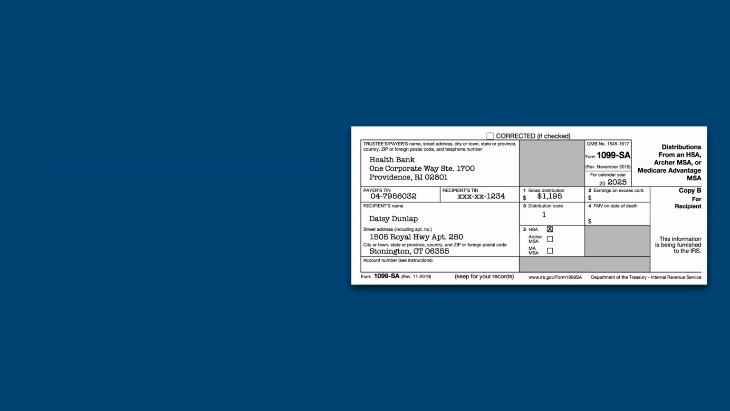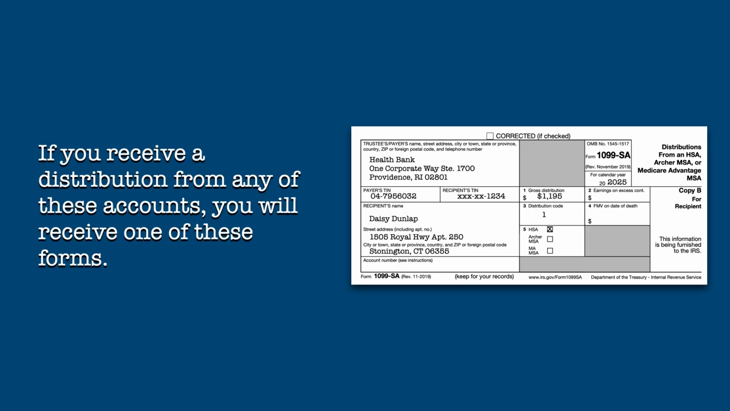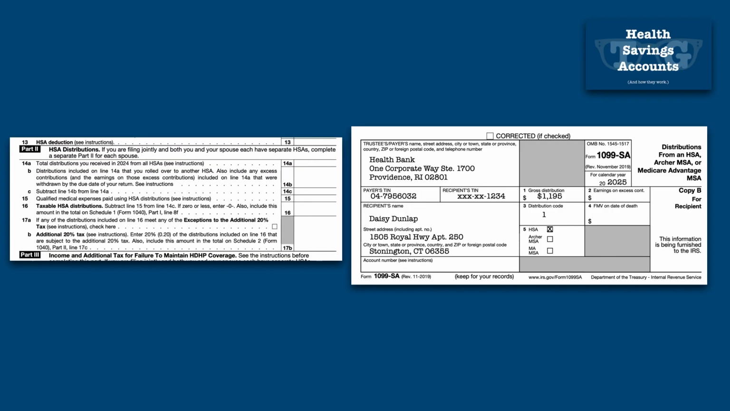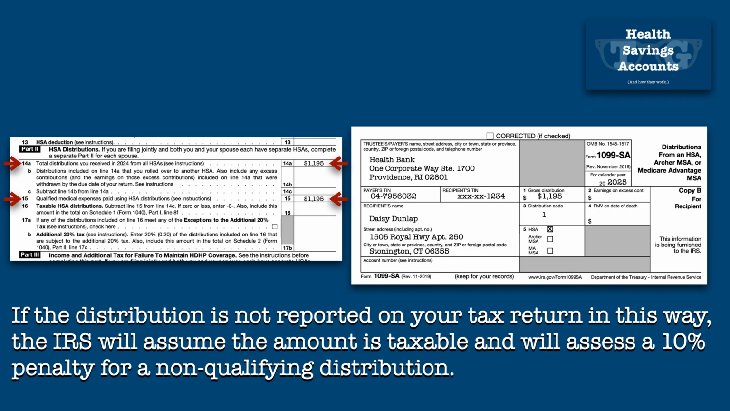Form 1099-SA, Distributions from an HSA, Archer MSA, or Medicare Advantage MSA. If you receive a distribution from any of these accounts, you will receive one of these forms. The amount of the distribution is reported on line 14A of Form 8889. Report how much of the distribution was used for qualifying medical expenses on line 15 of the same form. These two figures should be equal. If the distribution is not reported on your tax return in this way, the IRS will assume the amount is taxable and they will assess a 10% penalty for a non-qualifying distribution.